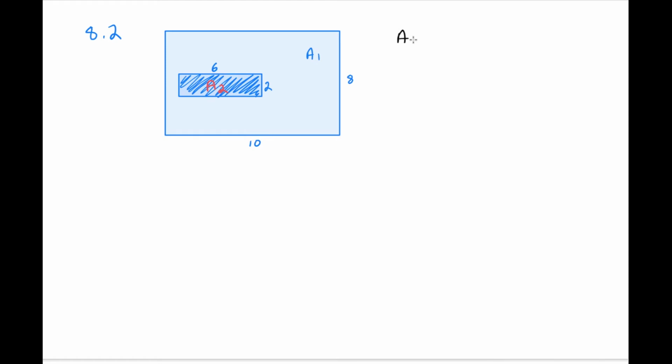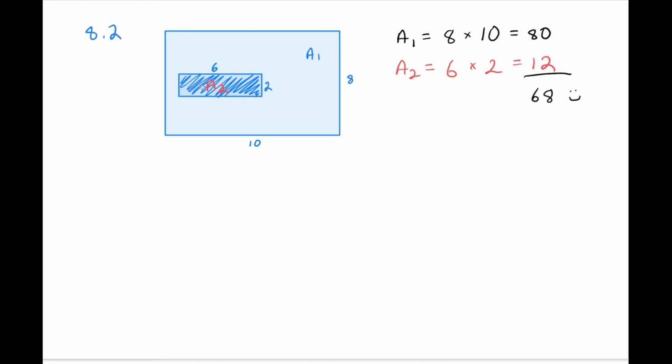So in area 1, we have 8 by 10, right? So that's 80. The whole thing is 80. Now we've got to take out this section in the middle, this area 2. And area 2 is 6 by 2. So 6 by 2 is 12, right? So now all we do is we subtract the 12 from the 80, and that leaves 68. And that's our answer.